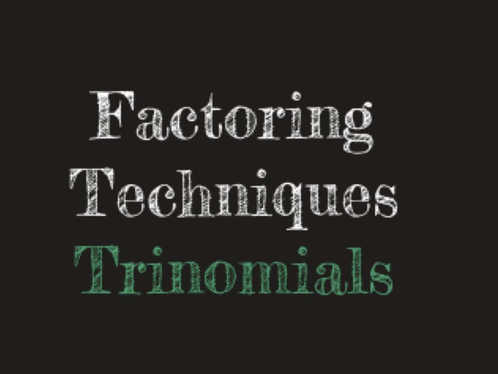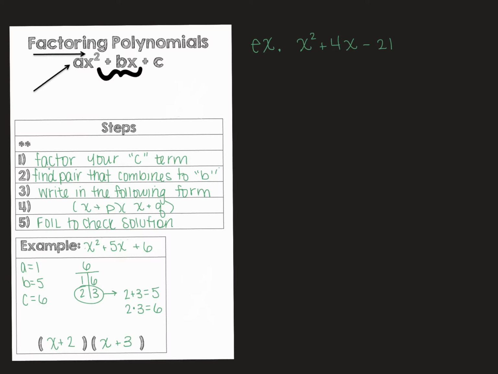Hi everyone, this is your video for factoring techniques of trinomials, so quadratic trinomials. The first method that we're going to look at is when a equals 1. It is a lot easier when a equals 1, and if you notice that your x is squared, that's telling us this is a quadratic. So when a equals 1, steps are easier.